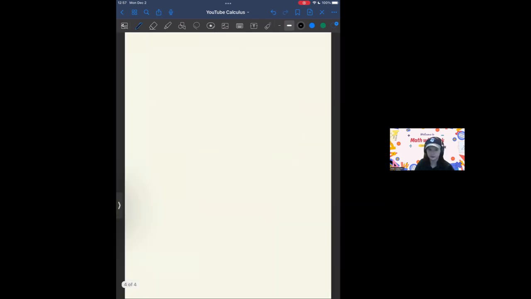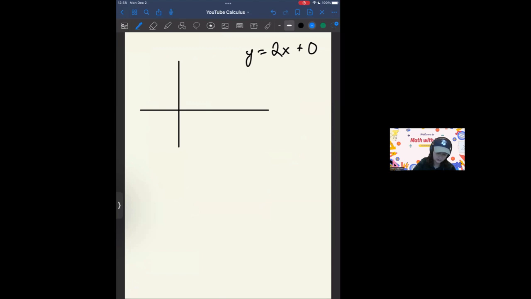So let's look at something super simple, right? Let's start with just y equals 2x plus 0. Your line looks a little bit like this, right? But if I were to go from a point right here to a point right here, this should be 2 and 1, right? And that's how we get the slope.